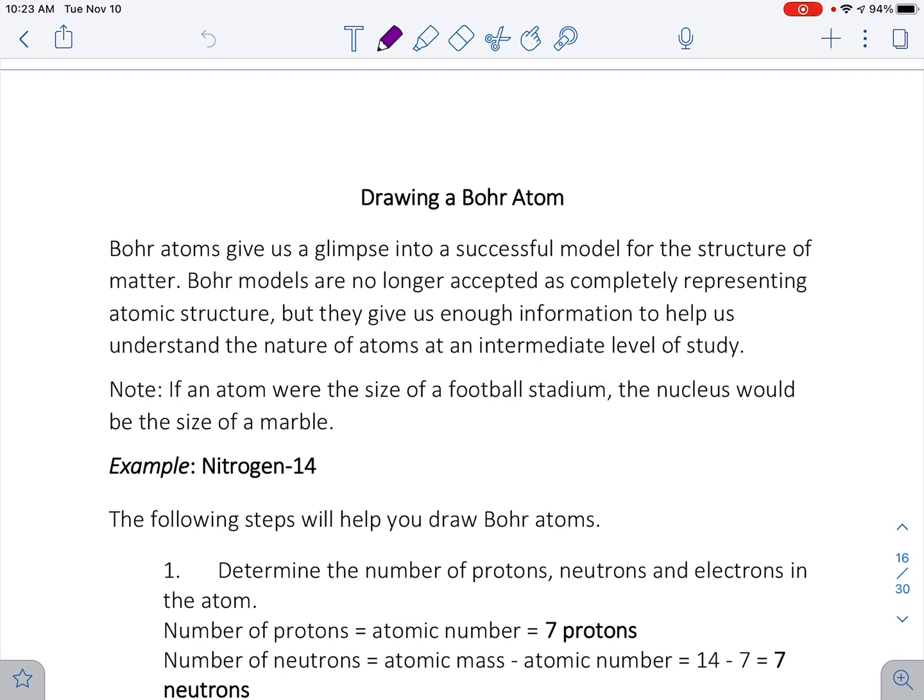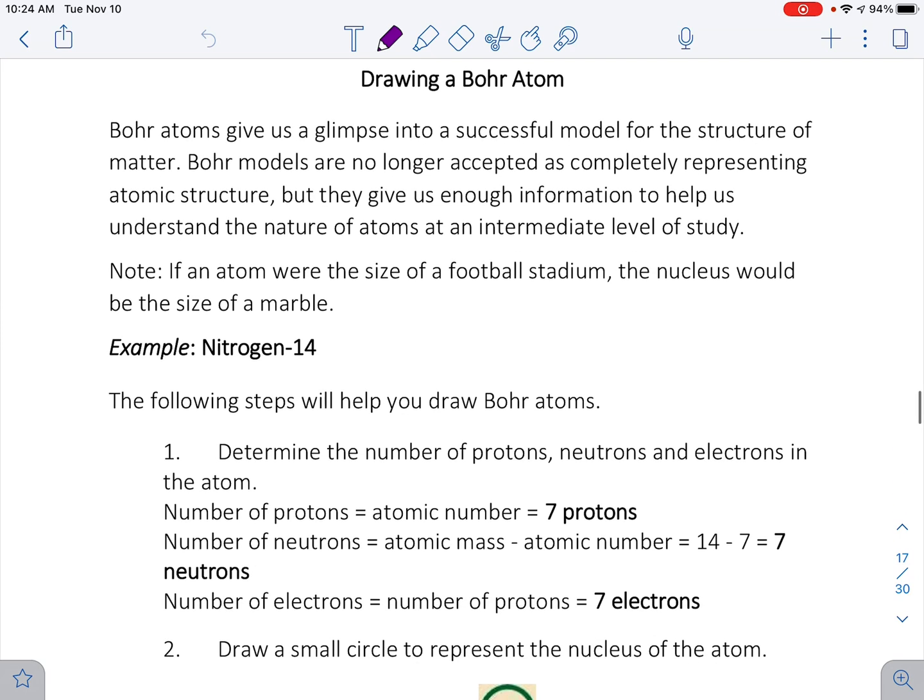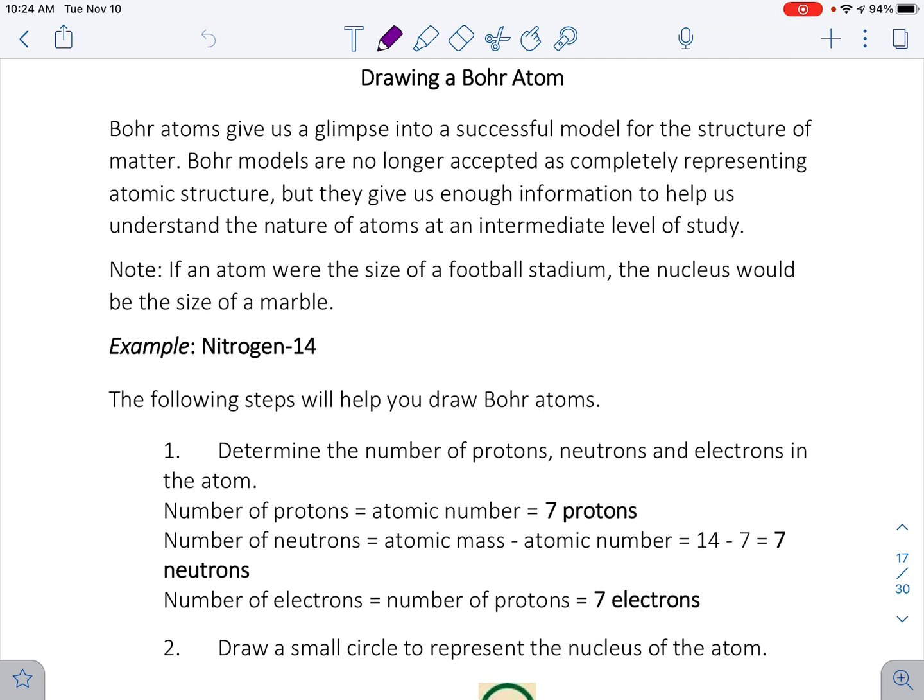This model is useful for a lot of things and a lot of ways of looking at atoms. So Bohr models give us a glimpse into a successful model for the structure of matter. Bohr models are no longer accepted as completely representing the atomic structure, but they give us enough information to help us understand the nature of atoms at an intermediate level of study. I would say even higher than intermediate. It's certainly not like the very advanced quantum mechanics and things like that, but it is still interesting.